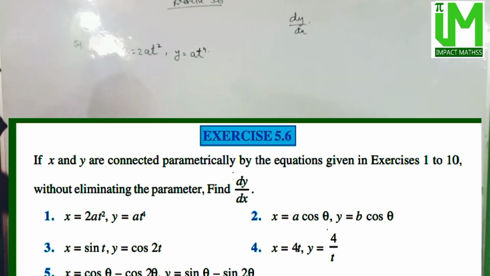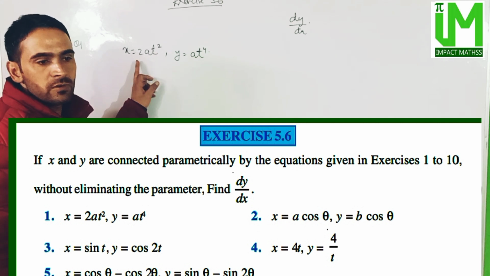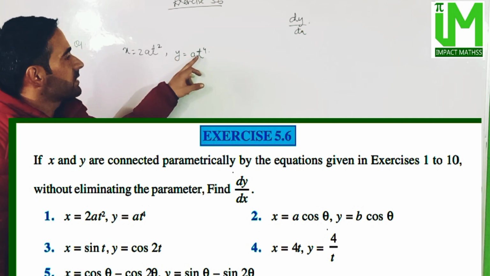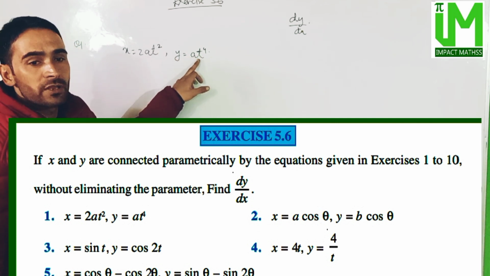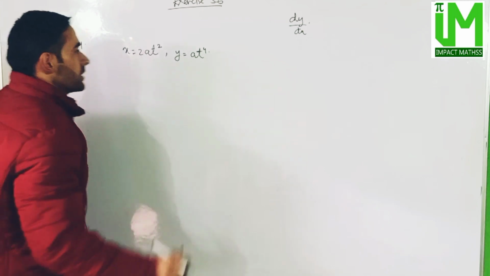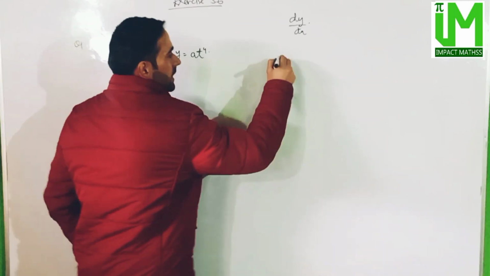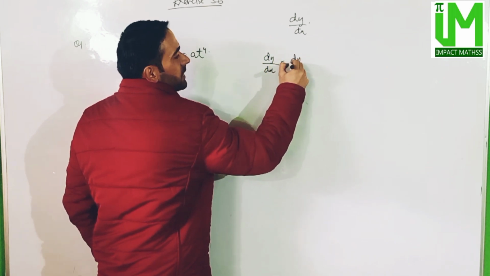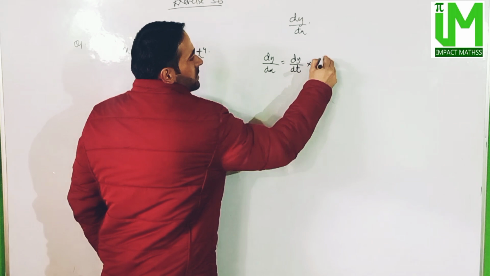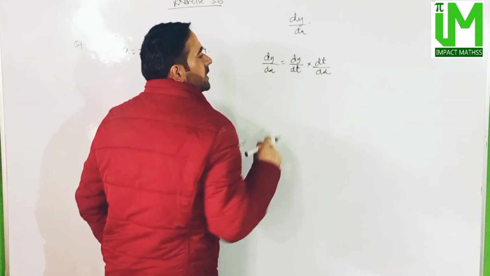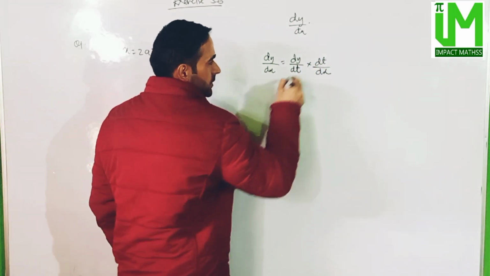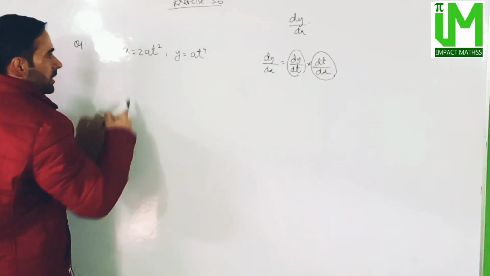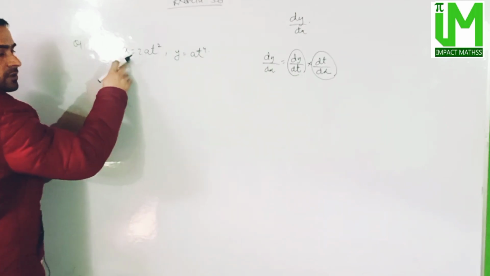x is equal to 2at square means x is a function of t, and y is equal to at raised to power 4 means y is a function of t. We have to find dy by dx. So dy by dx is equal to dy divided by dt into dt divided by dx, which means we have to find dy by dt and dx by dt.